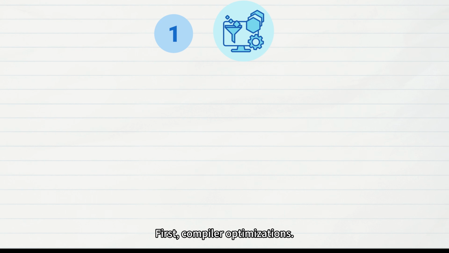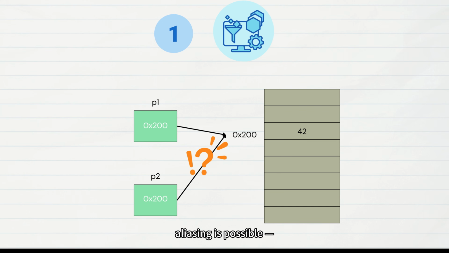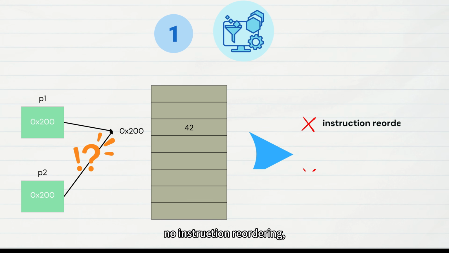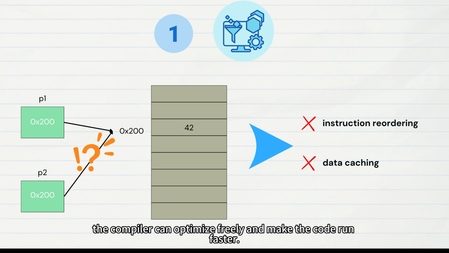First, compiler optimizations. If the compiler isn't sure whether two pointers might point to the same memory, for example, aliasing is possible, it won't dare to perform aggressive optimizations. It has to play it safe, no instruction reordering, no data caching, which directly degrades performance. If we can guarantee that pointer types are correct and the strict aliasing rule is not violated, the compiler can optimize freely and make the code run faster.